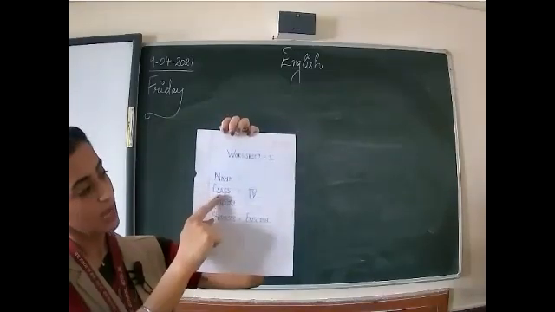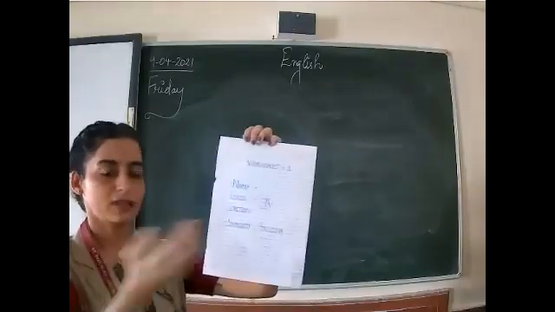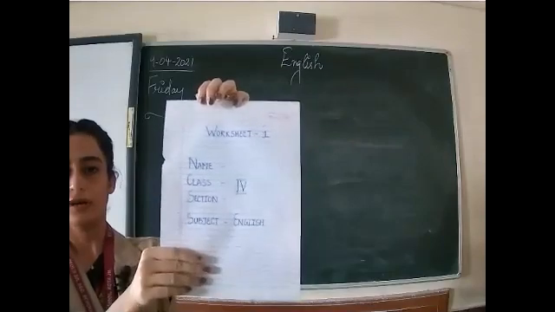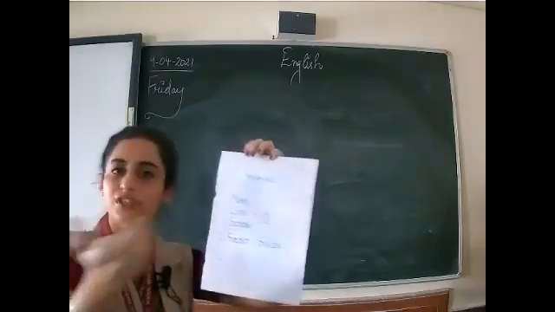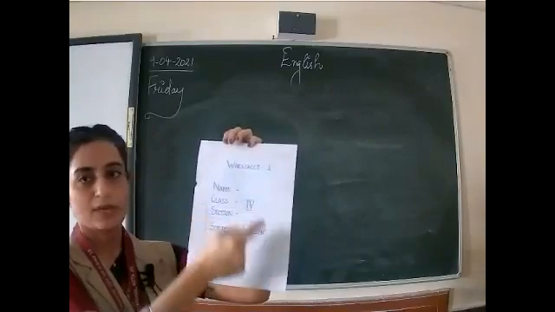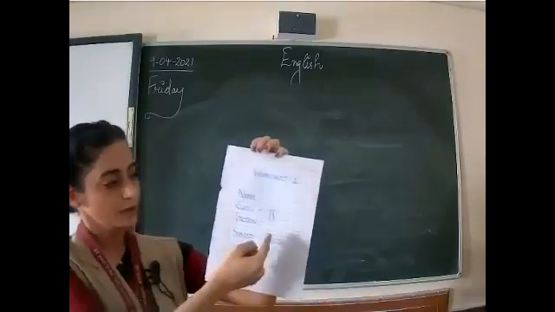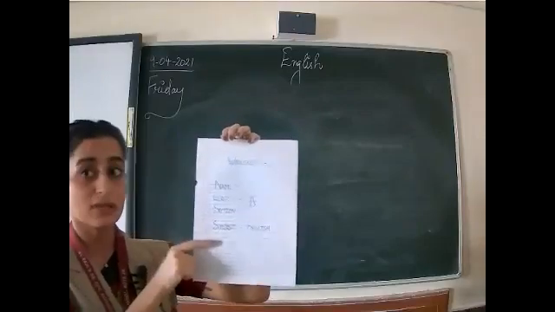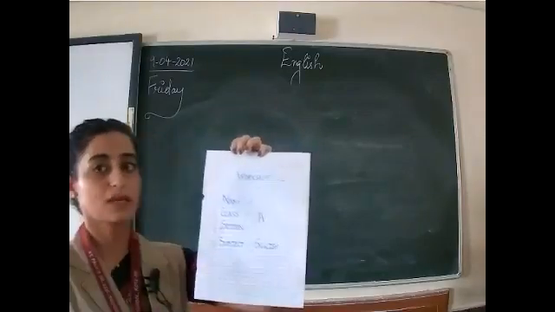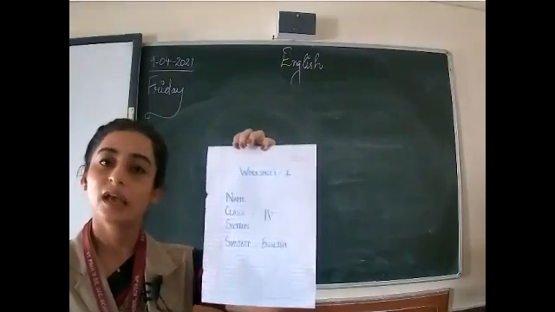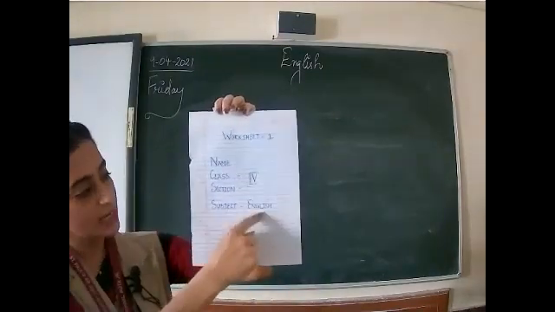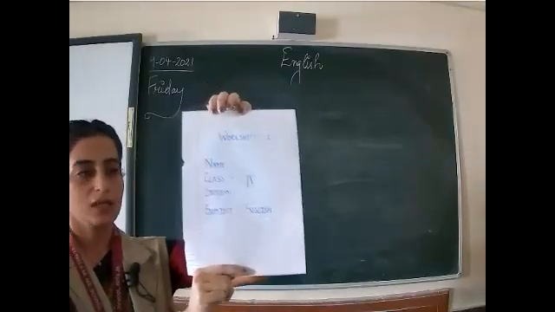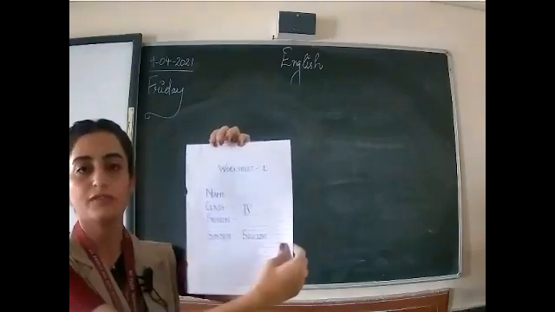Okay? For class, very obvious. This is class 4. So you will write class 4. Then your section, whichever section you are in, A, B, C, D or E, write that here in the column of section. Then come to the subject. This is the worksheet we are discussing. Which subject is this? English. So I have written English. All right, clear? Now children, this is what you have to do on the first page.